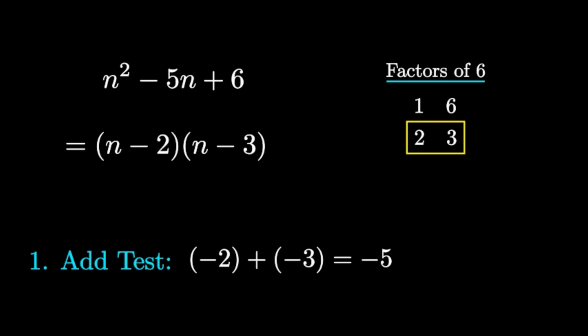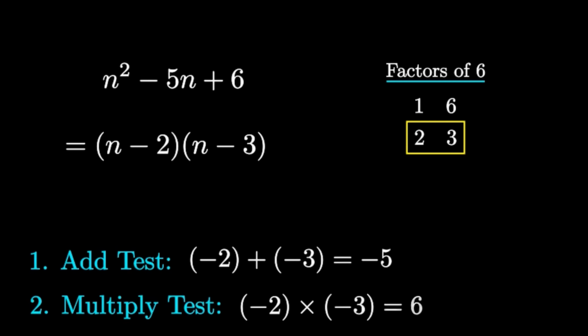And for the second test, we're going to do the multiplication, not multiply the whole thing out. You could if you want to, but we're going to multiply just those two numbers. So we're multiplying -2 times -3, which is going to give us the +6 at the end. So it's important. It has to pass these two tests in order for it to be factored. So for the final answer, we're going to say that n squared minus 5n plus 6 is going to be n minus 2 times n minus 3.